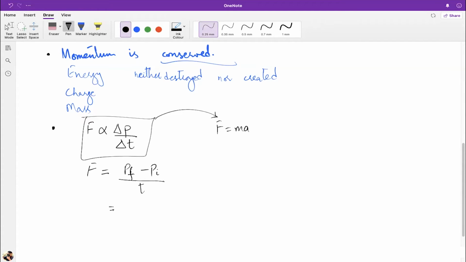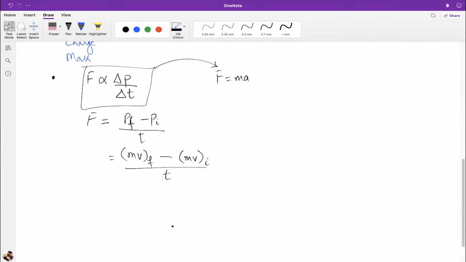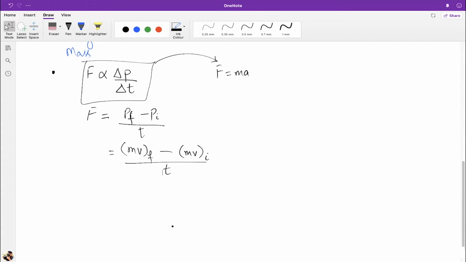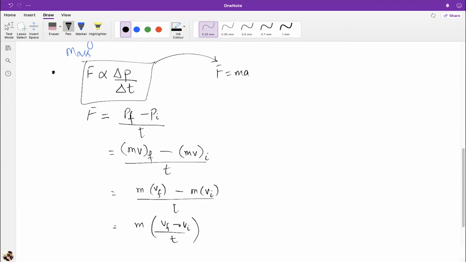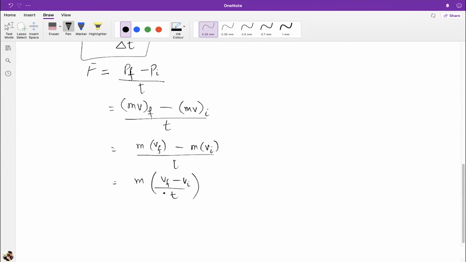Now, what exactly was momentum? Momentum was mass times final velocity minus mass times initial velocity, divided by time. Now, here's the thing. Mass is conserved, which means mass final or mass initial doesn't make any sense. Mass is mass, right? So I can take mass out: mass into final velocity minus mass into initial velocity, divided by time. So I can take mass as common, which leaves me with final velocity minus initial velocity. And does this look familiar?